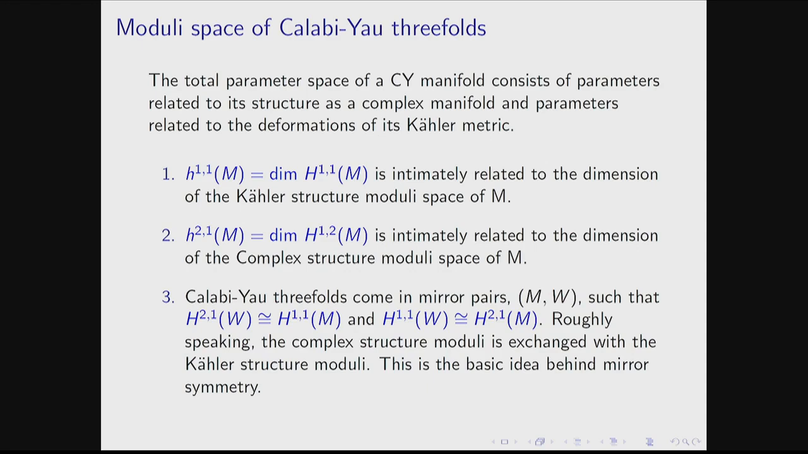But what is the moduli space of Calabi-Yau threefolds? There are only two unspecified Hodge numbers for a Calabi-Yau threefold, h11 and h21. These are related to the dimensions of the Kähler structure moduli and the complex structure moduli, respectively. And there's also the important phenomenon of mirror symmetry, where if you swap the Kähler structure and the complex structure moduli spaces, you get a mirror manifold.